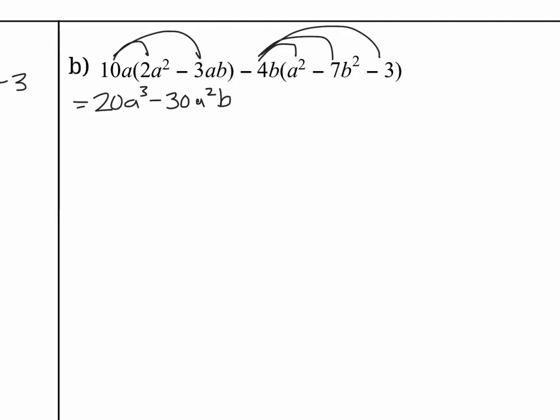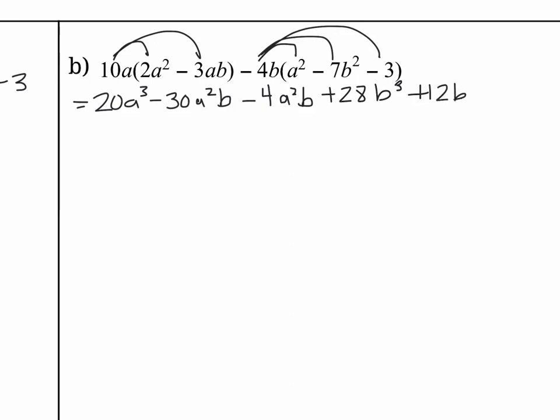All right, the next one, we have negative 4b times a squared. I write in alphabetical order only so that it's easier to pull out like terms. It's not wrong if you write ba squared, but it's really easy to tell because I wrote it this way that these two are like terms. See, they matchy. So negative 4b times a squared is going to be negative 4, then a squared, and then the b beside it. Next we have negative 4b times negative 7b squared. That's going to be positive 28, and then it's going to become b to the power of 3. Then we have negative 3 times negative 4b is going to be positive 12b.